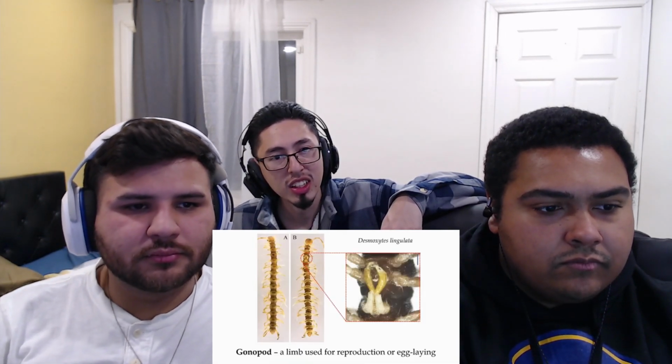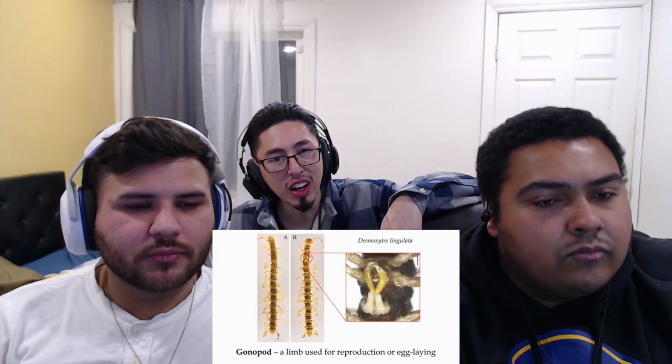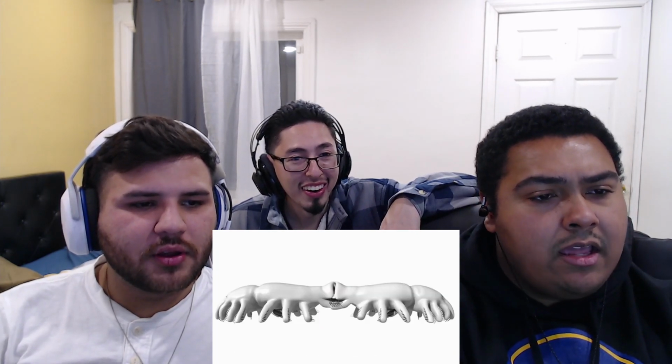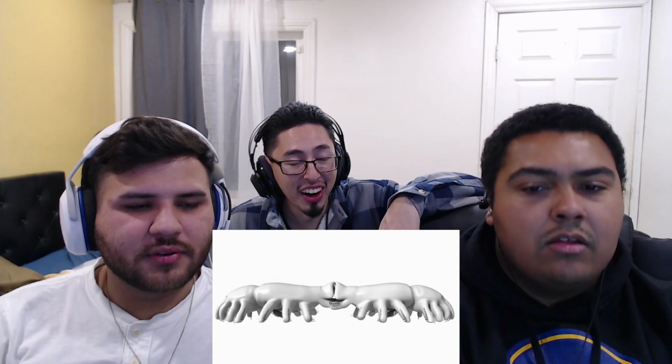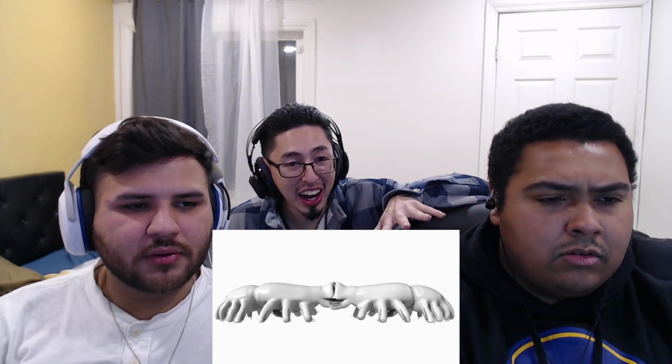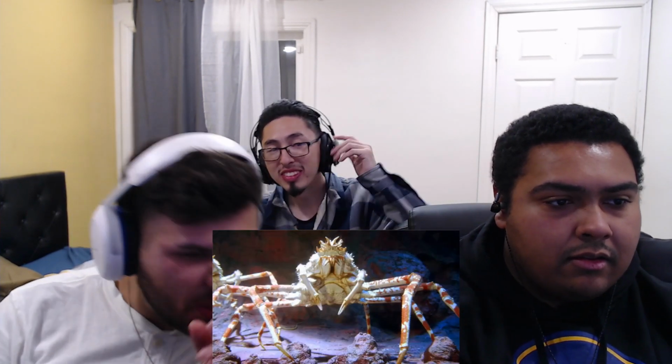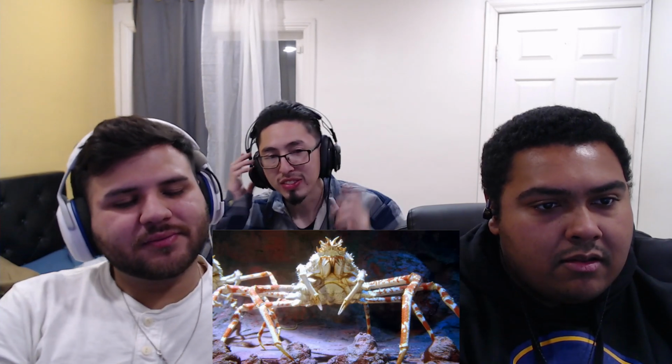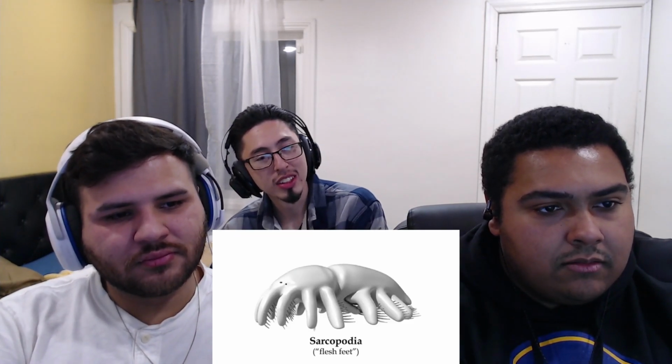gonopods, limbs specialized to aid in reproduction, allowing these polypods to lock their bodies together during spawning and to facilitate the transfer of gametes. This clade will live much like crabs and lobsters, sifting through the detritus for organic matter. I'll call these creatures sarcopods.